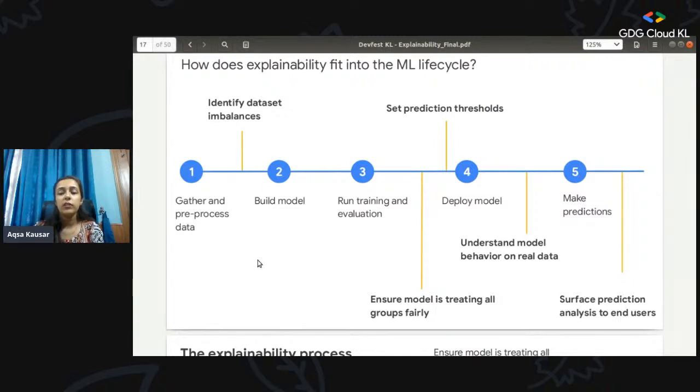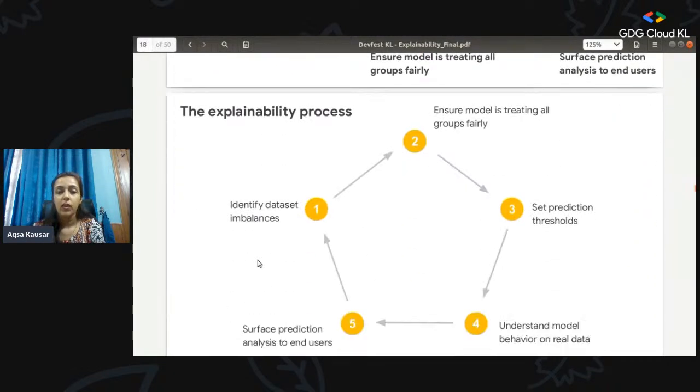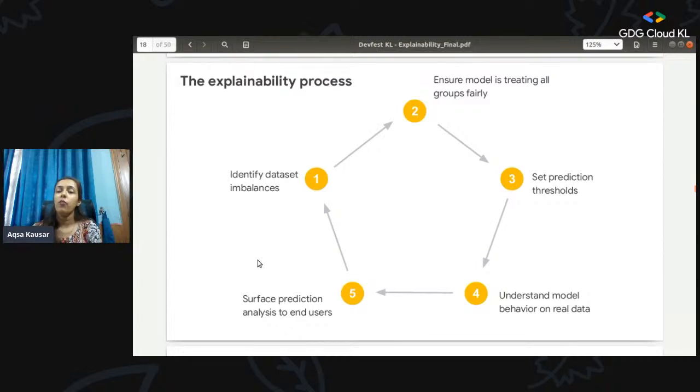And then for the end users, you can have surface prediction analysis, and you don't have to worry about everything else that has been going on up to that point. You can just look at why the model is giving the prediction that it's giving, like in the example of diabetic retinopathy. So this is just the same flow in an iterative process, because as you get more data, you would be repeating these steps to improve your model and to make better use of the explainability.